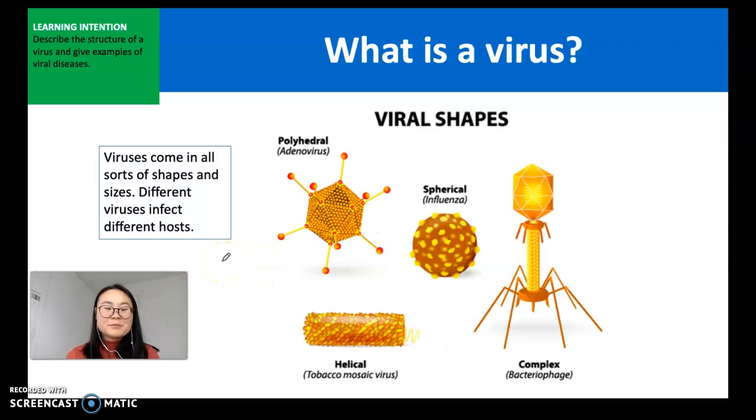So again, more different shapes of viruses. You've got the alien looking one, the sphere, polyhedral, and then a helical. They all come in different shapes and sizes, and they can also infect different hosts as well. So some might only infect humans, some might only infect bats, and others might infect both, depending on the virus and its structure.